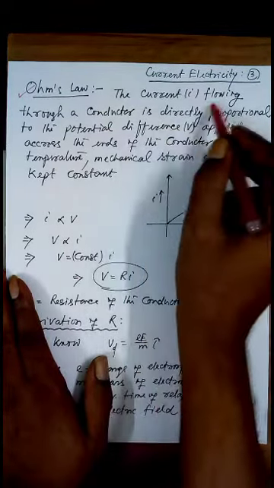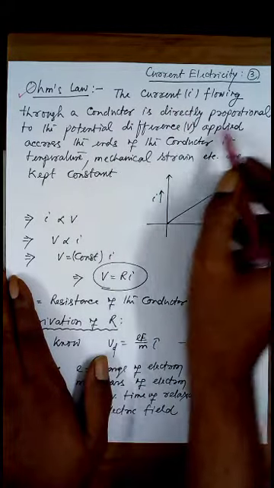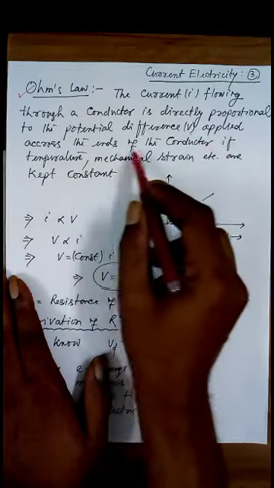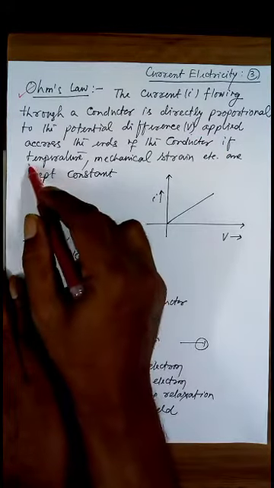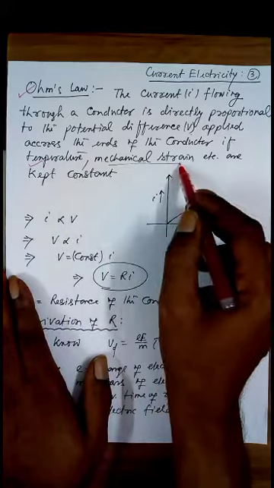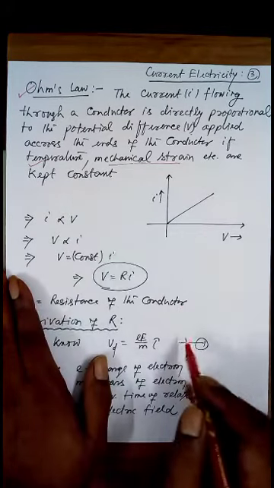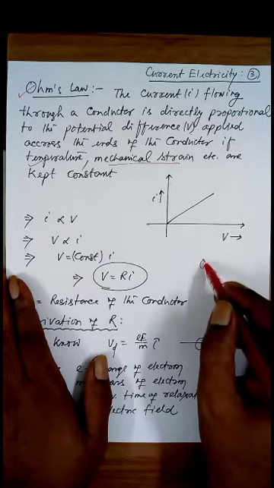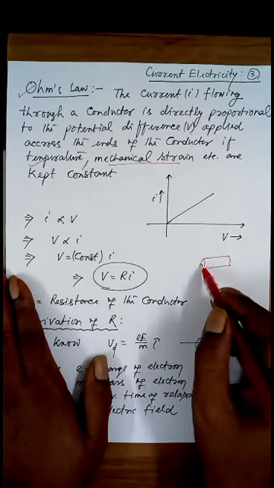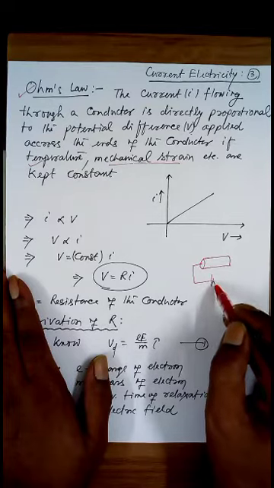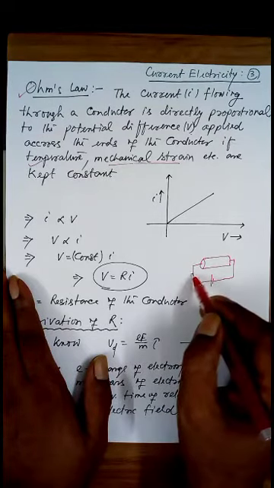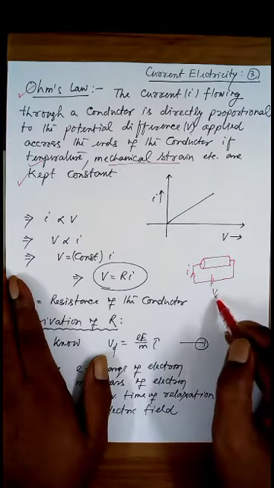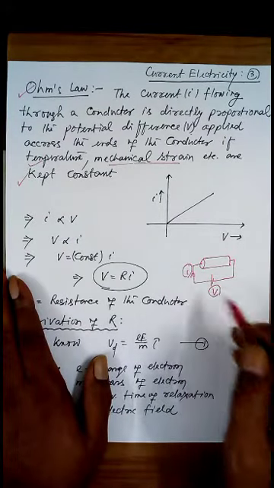The current I flowing through a conductor is directly proportional to the potential difference V applied across the ends of the conductor, if the temperature, mechanical strain, etc. are kept constant. Here is a conductor; across the ends you apply a potential difference, then there is a current I, and this law says as this increases, this also increases.